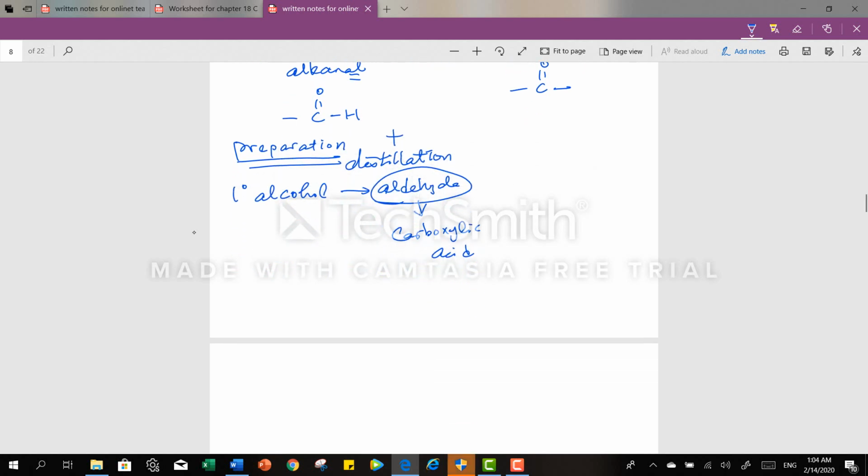So for example, if you have CH3CH2OH, and if you oxidize it by heating under reflux, then you will get carboxylic acid, right? But if you start the setup with distillation, you can isolate the aldehyde out, okay? So this is ethanol, right? If you use oxidation with distillation, it will become aldehyde, okay?